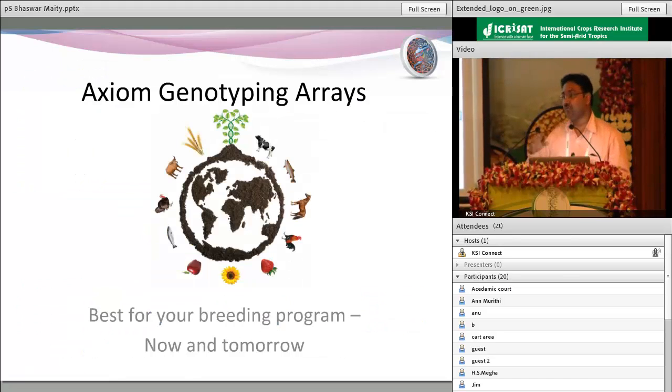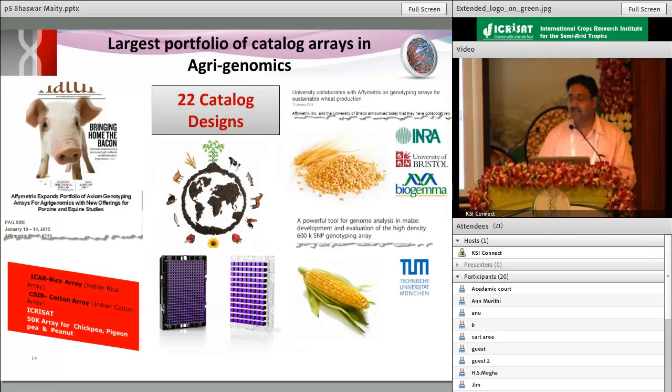I'm switching now to discovery mode to mid-scale genotyping, and Affymetrix probably doesn't need any introduction. It has, to its credit, been serving the agricultural community with ready-made catalog arrays. There are 22 catalog designs available today in multiple plant and animal species. From India we have designed arrays for rice and cotton, and from ICRISAT itself, we are working with Dr. Bhaswar on chickpea, PGNP, and peanut.